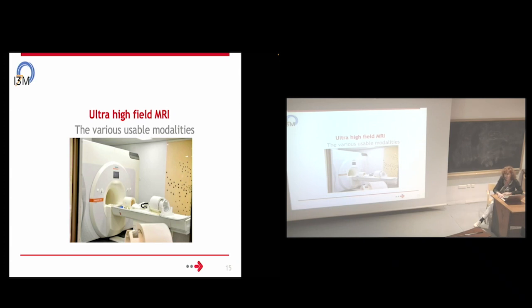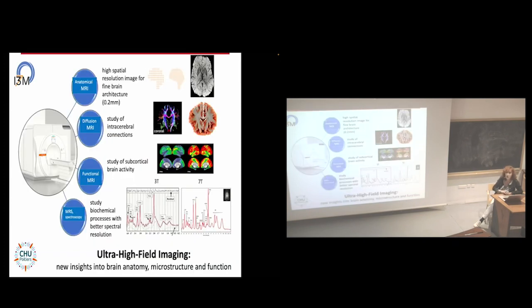So why is it really interesting to have an ultra-high field MRI? It's because it's a multimodality system. Of course, you have anatomical MRI, the well-known acquisition, but that gives you really fine brain architecture, around 0.2 millimeters. You have also a diffusion modality that can give you some imaging of the connections in the brain. You have also functional MRI with perfusion acquisition that can allow to study subcortical brain activity. And you have also something very specific that is named spectroscopy. I will detail it just after. And this spectroscopy really gives you the biochemical behavior of the cells in the brain.